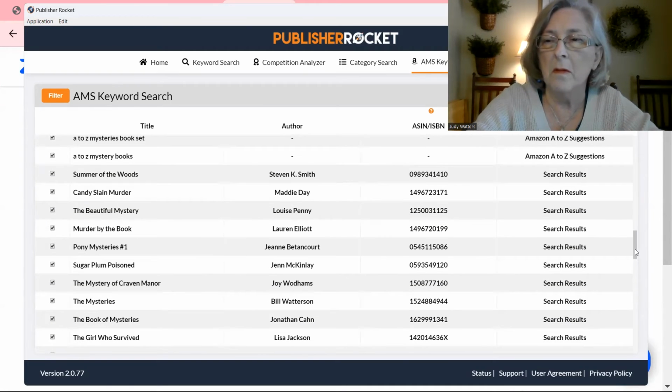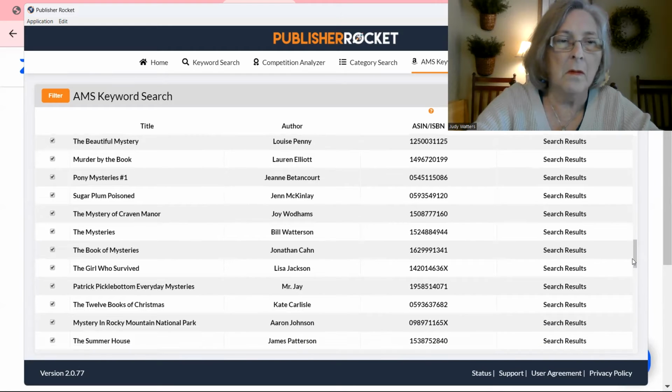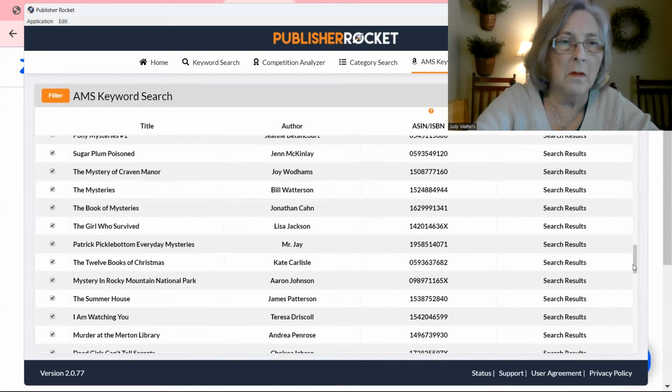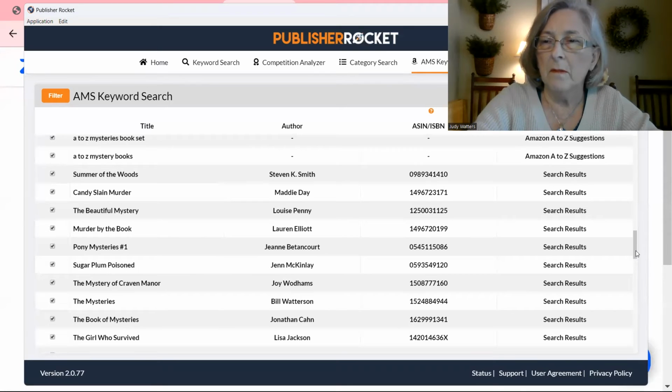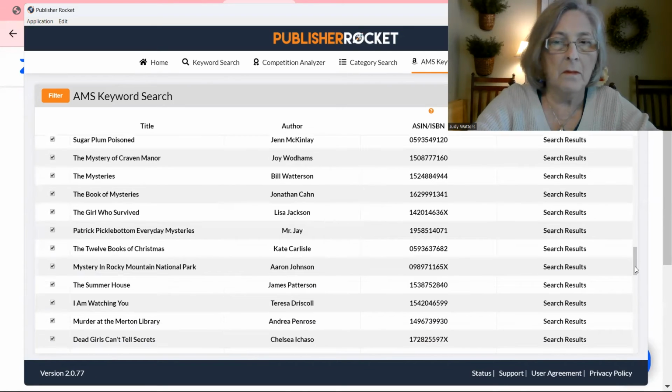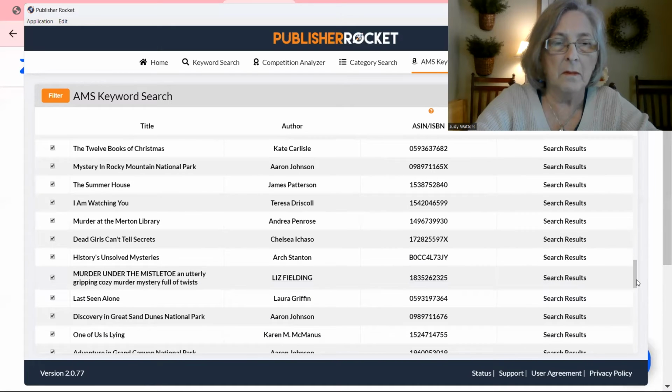There are titles in here, like Summer of the Woods. If it is a title, it'll show you the author name and the ASIN. It gave you the drop down; those were the Amazon suggestions. And then the books that actually showed up, those are the search results. So these are the books that came up on the first couple pages.